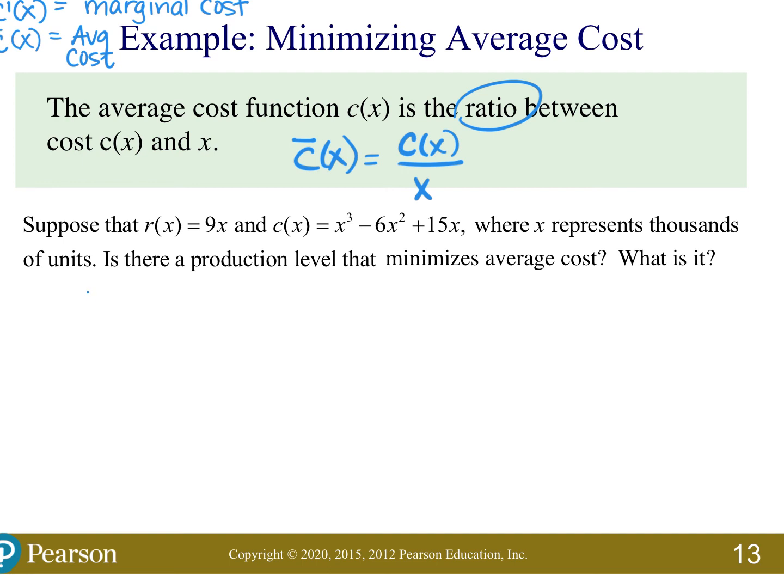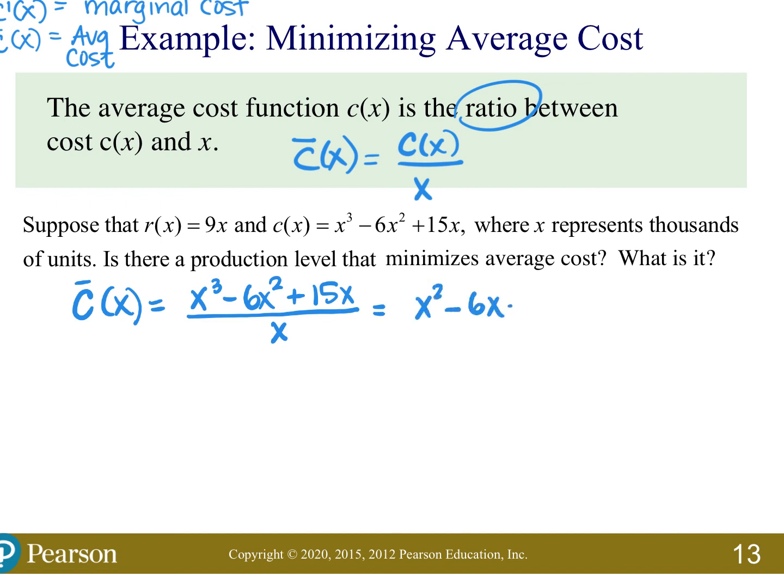So we need to come up with a C bar equation, which is the cost equation, x cubed minus 6x squared plus 15x, and the ratio of that to x. Now what does the entire numerator have in common? An x. So what could I do with that? Factor it out. And then what would happen with the x in the denominator? It would reduce. So I'd be left with x squared minus 6x plus 15. That's the equation for C bar.